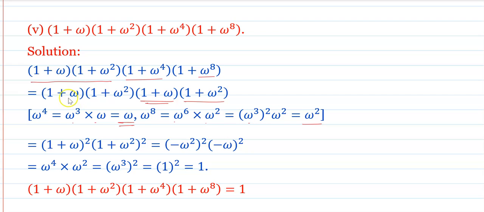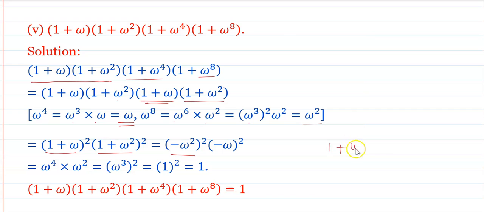Now here the brackets are repeated. 1 plus omega, 1 plus omega means what? 1 plus omega bracket square. Next is 1 plus omega square into 1 plus omega square. You will get 1 plus omega square bracket square. But again, what is the value of 1 plus omega? It is minus omega square. By using the result, what is the result?